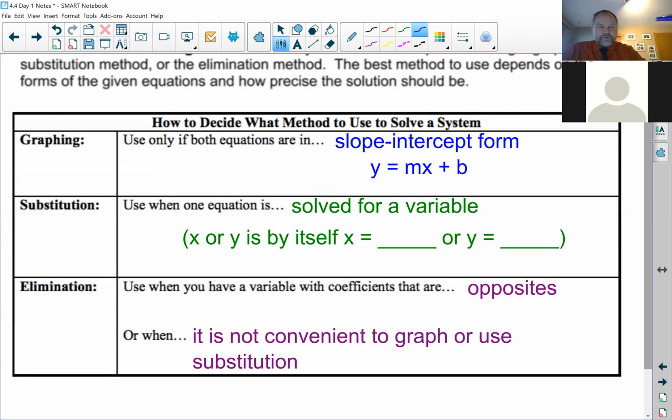So this is kind of the way I would go through this. I would look at my system: are both in that y equals form? If so, I'm going to graph. If not, then I check, is one equation solved for a variable? If it is, then I'll use substitution. If not, then I will look at elimination. And if I'm not using graphing or substitution, I'm going to use elimination right away.